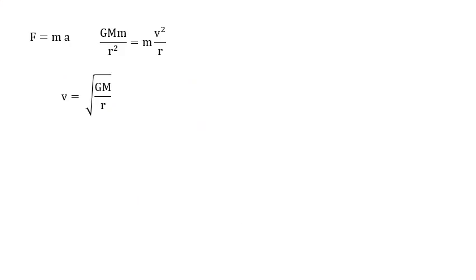Look at this equation. This is how you would work out the velocity. Always start with F equals ma. So F is GMm over r squared equals mv squared over r, remembering our circular motion equations. And we do a bit of cancelling. v equals root GM over r. So that's how you would work out the velocity for any radius.